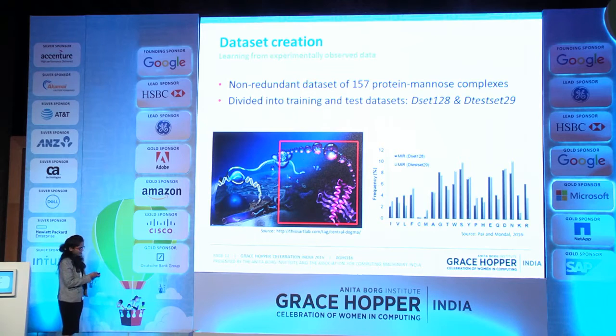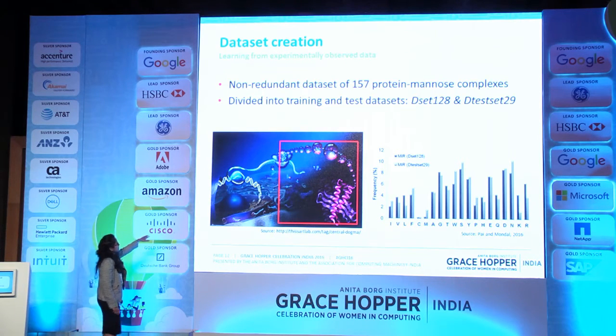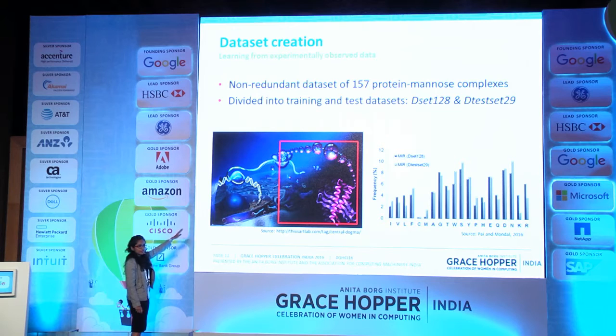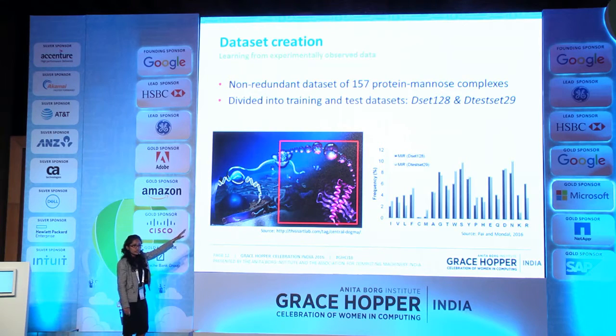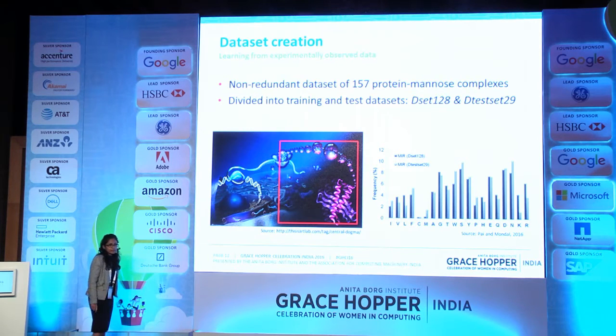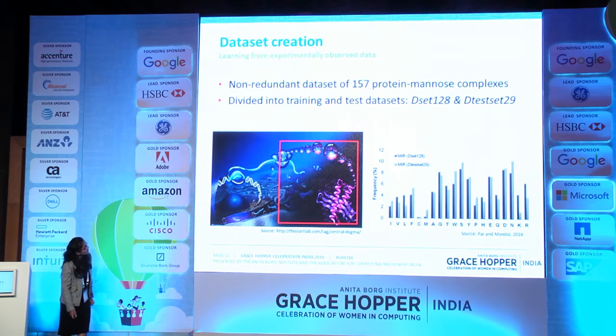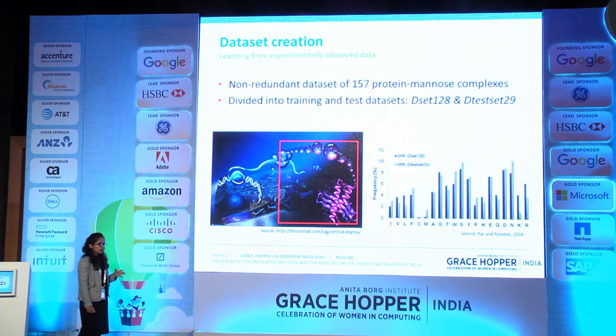Okay, so if you look at this picture, basically this is the gene flow of information that takes place at the cellular level. So you have the gene from where you have amino acids encoded, and from the amino acids, this folding structure is actually how the protein looks in 3D space. Okay? So the 157 protein mannose complexes that we had were actually dissimilar. We removed all the similar sequences and checked for any redundancy and fragments or other complexities.